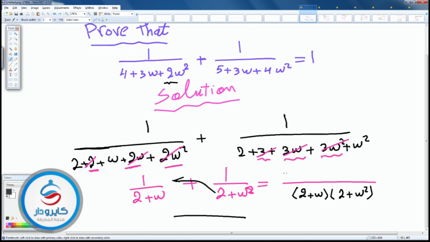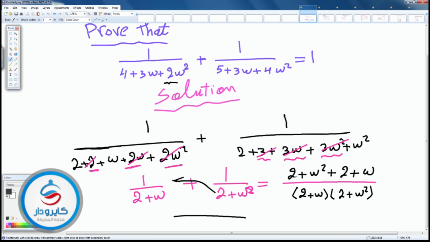Two plus omega square times 1, it's 2 plus omega square, and we have this is 2 plus omega.